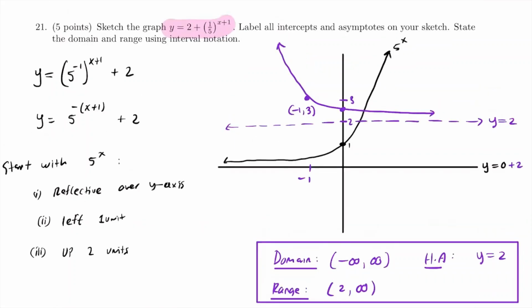So for the y-intercept, we're going to set x equal to 0. So to find this intercept, we're going to set x equals 0. So you'll have y equals 2 plus 1/5 to the power 0 plus 1, that's 1. And that will give you 2 plus 1/5, and that is 11/5. So this y-intercept is actually 11/5. That will be the y-intercept.